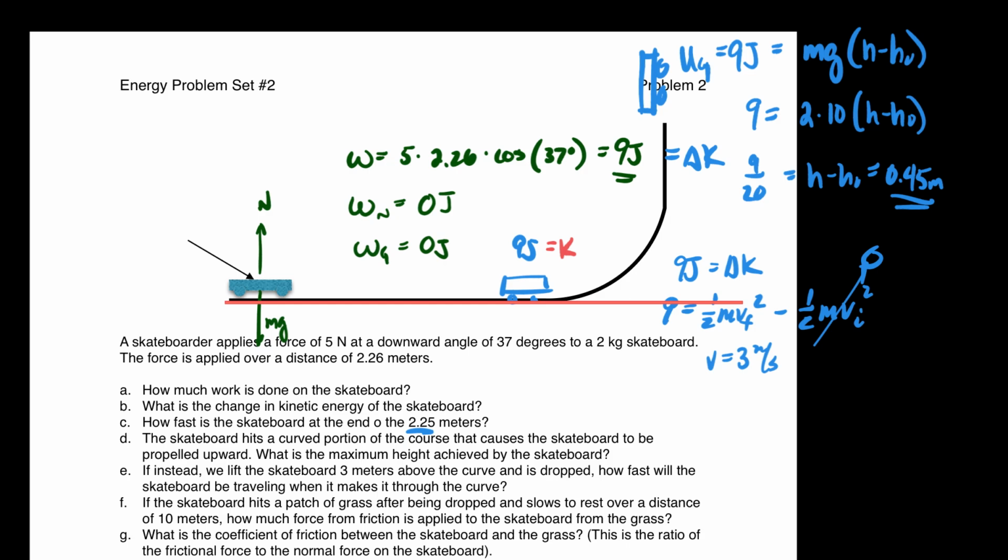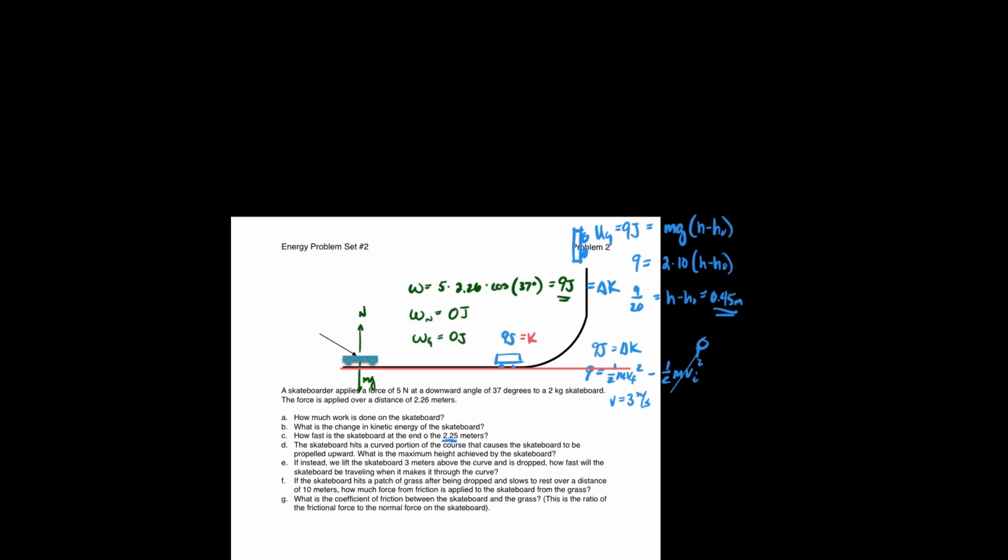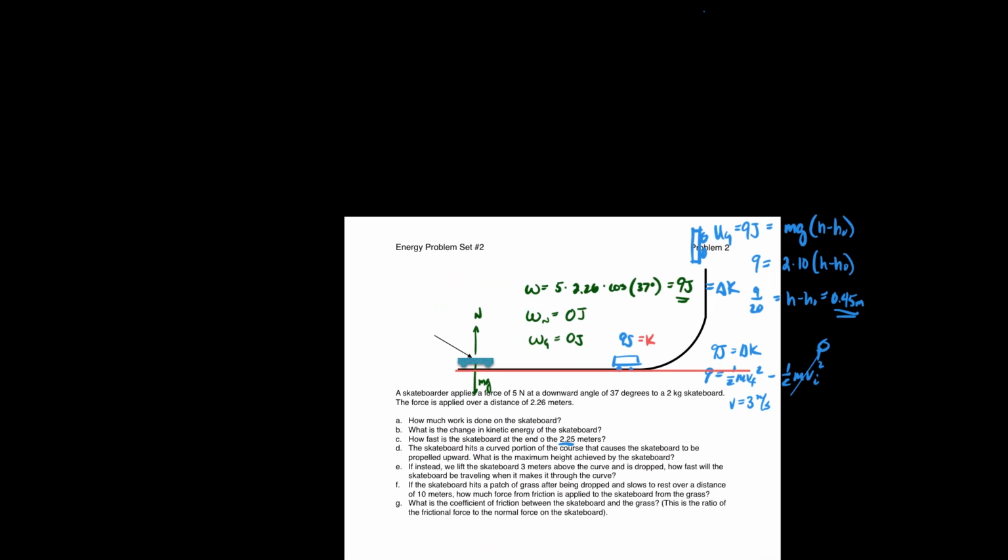If instead we lift the skateboard 3 meters above the curved portion, so way up here, which is now 3 meters above the ground. Well, how much energy does it have? Well, 2 times 10 times 3, or 60 joules of energy. That all good? Are we okay over there? Where did we get the 2? All right. What's that? The mass is 2.